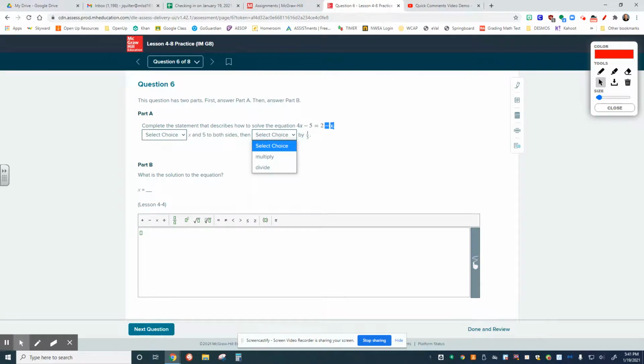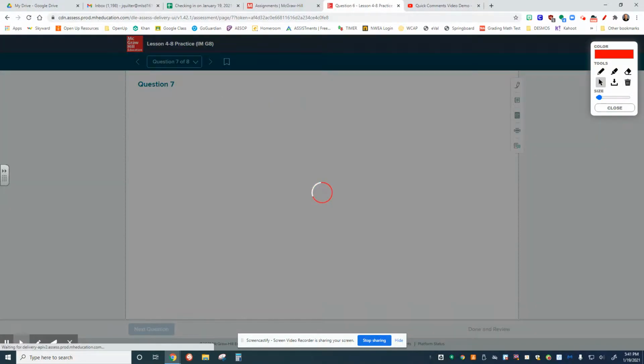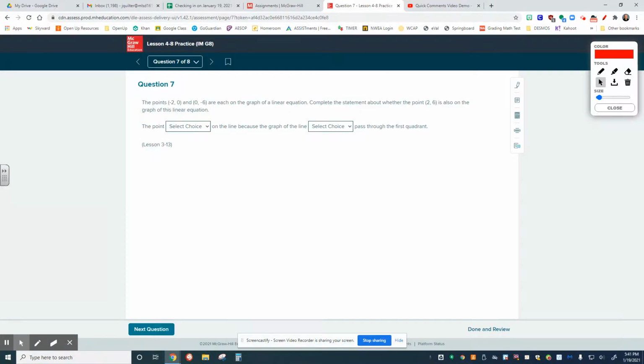It does kind of put you in a spot where you have to know what we're talking about or which piece is like a certain direction to go with it, but I know you can do it. Number 7 goes back to unit 3. The points -2, 0 and 0, -6 are each on the graph of a linear equation, so they're on one single line. Complete the statement about whether the point 2, 6 is also on the same graph.